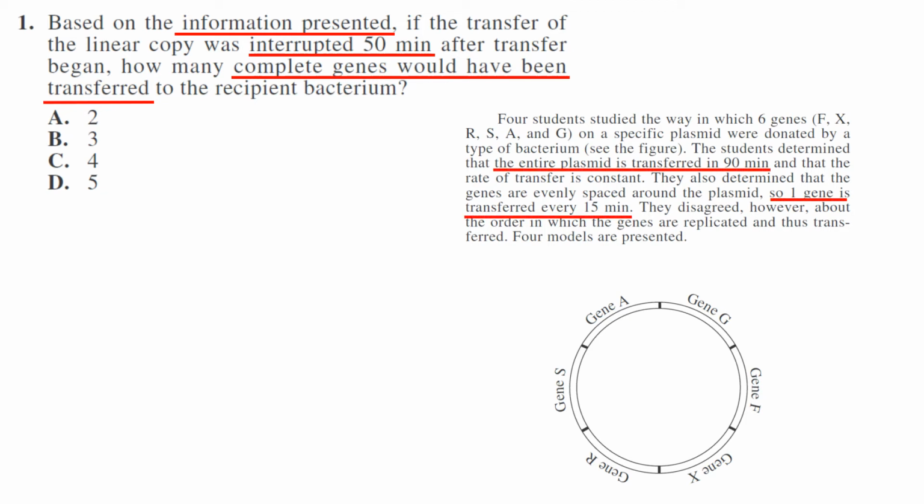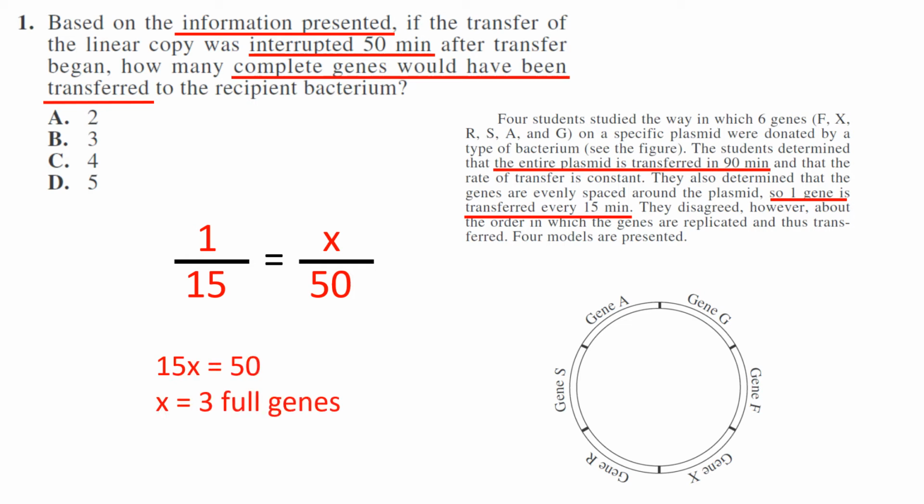We say the entire transfer took 90 minutes and 1 gene is transferred every 15 minutes. So you could set up a proportion, 1 and 15 equals how many over 50, so 3 full genes. Or you just say 1 gene is 15 minutes, so 15, 30, 45, so 3 genes. However you do it, it's 3. That comes from the reading, comes from understanding.